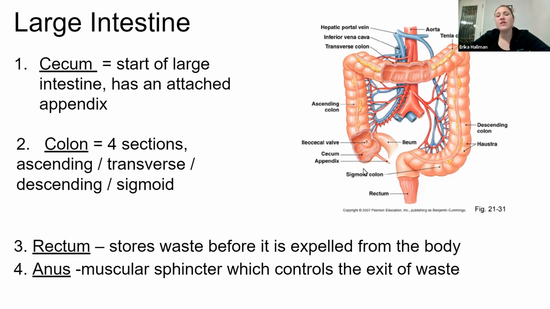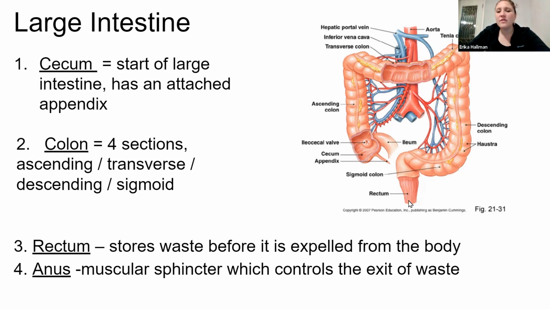Then we have the 4 sections of our colon. So they're named after the direction they go. So this part of our colon is called our ascending colon, our transverse, meaning across colon, our descending colon, and then our sigmoid colon kind of makes an S shape. So it bends and then bends a second time to make the sigmoidal part, and then it goes to our rectum.